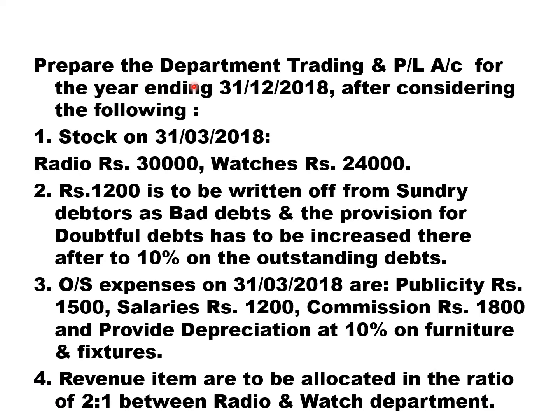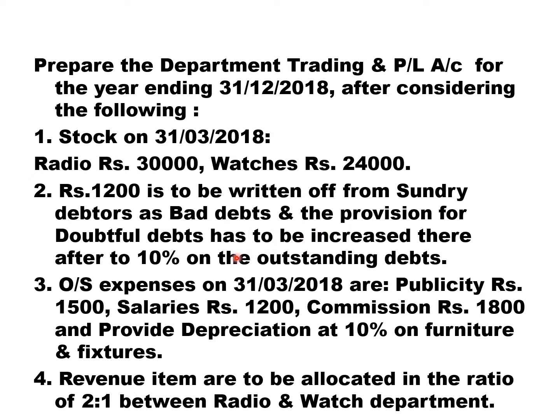Prepare departmental trading and PL account for the year ending 31/12/18 after considering the following. Stock on 31/3/18, that's called closing stock, students. Radio 30,000, watches 24,000. So they have given the closing stock of both the departments. 1,200 is to be written off from sundry debtors as bad debts. So 1,200 is bad debts, will come in PL account.